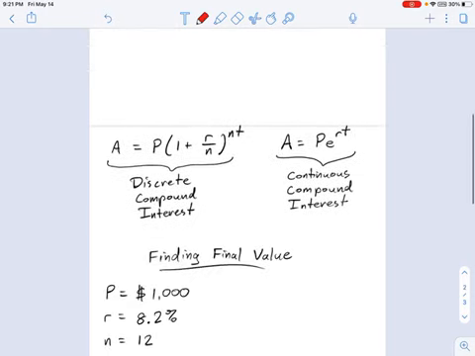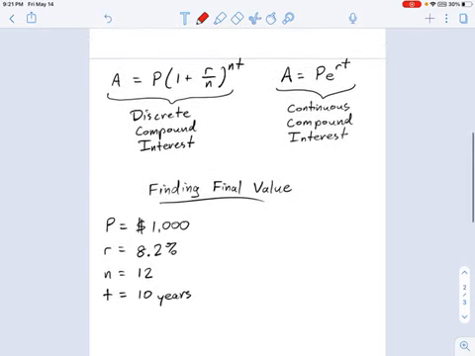Let's start with one. This is finding the final value. And if you remember, the final value is A. So in this example, I'm going to say we have a principal of $1,000. We get an 8.2% interest rate, which is good, but not unreasonable. N is 12, so what is that? That's monthly. This is monthly compounding of interest. And the time the investment is invested is 10 years.